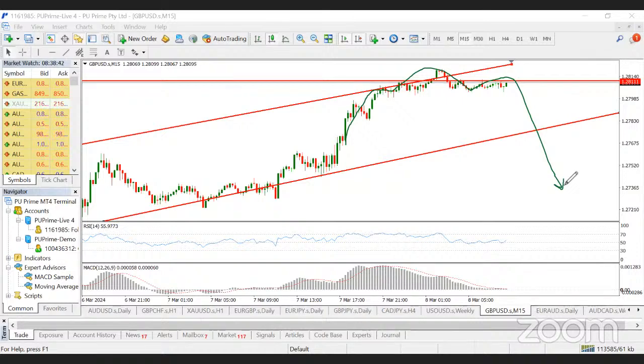So if the news favors the dollar, you can buy USD, or you can sell gold and GBPUSD. Now, if the news does not favor the dollar, you can sell USDCHF and you can buy gold. So that's my outlook on the NFP this afternoon.